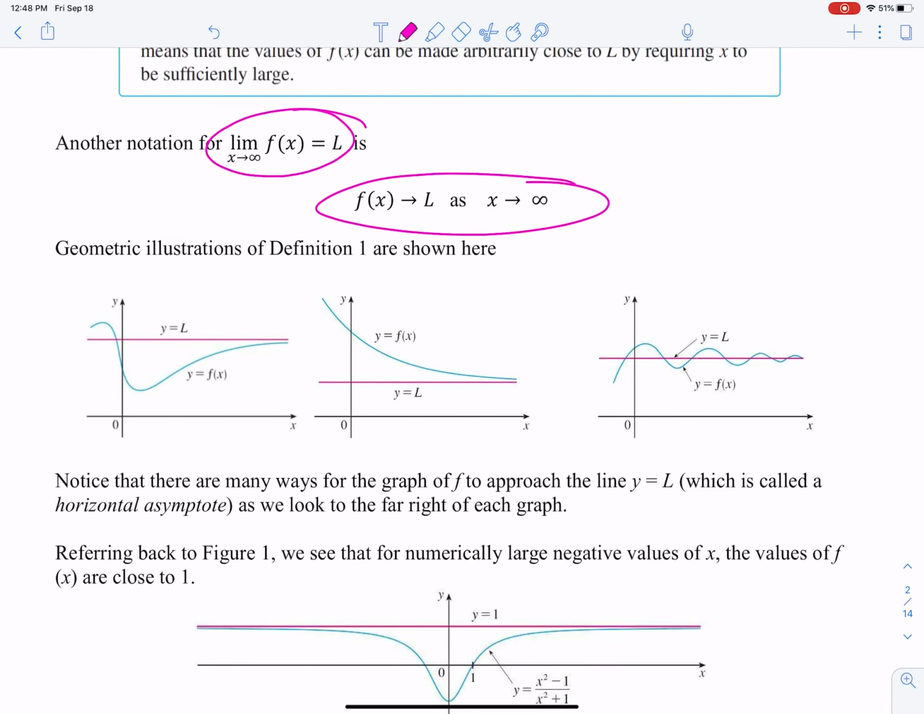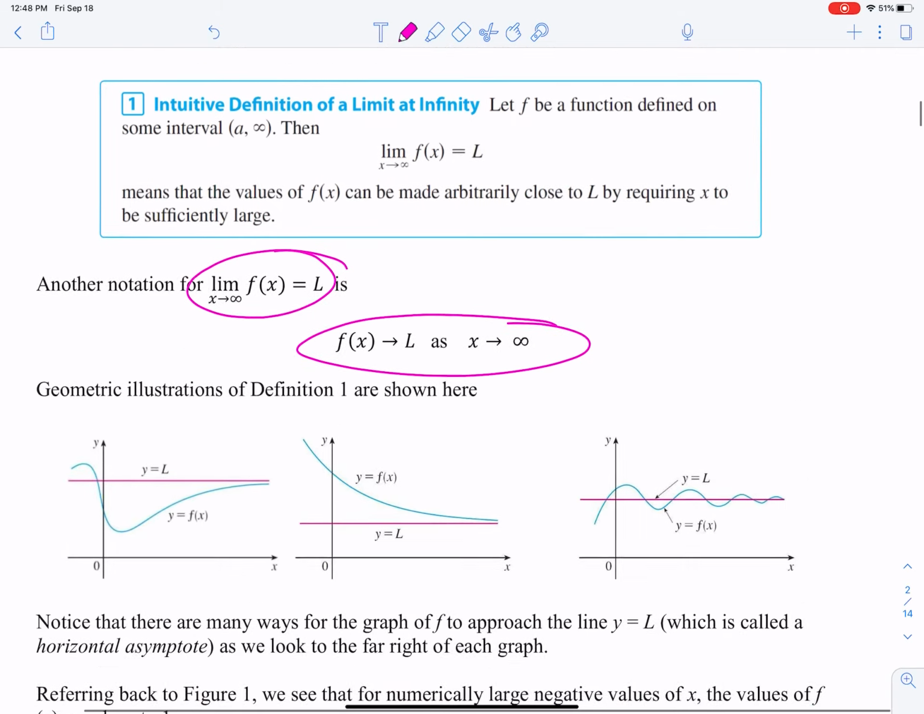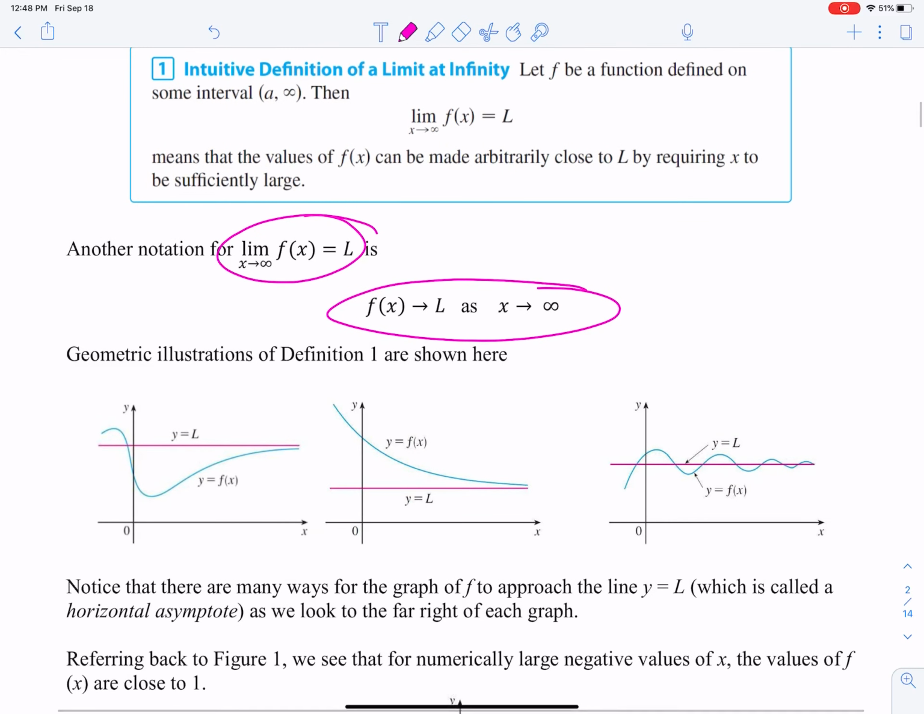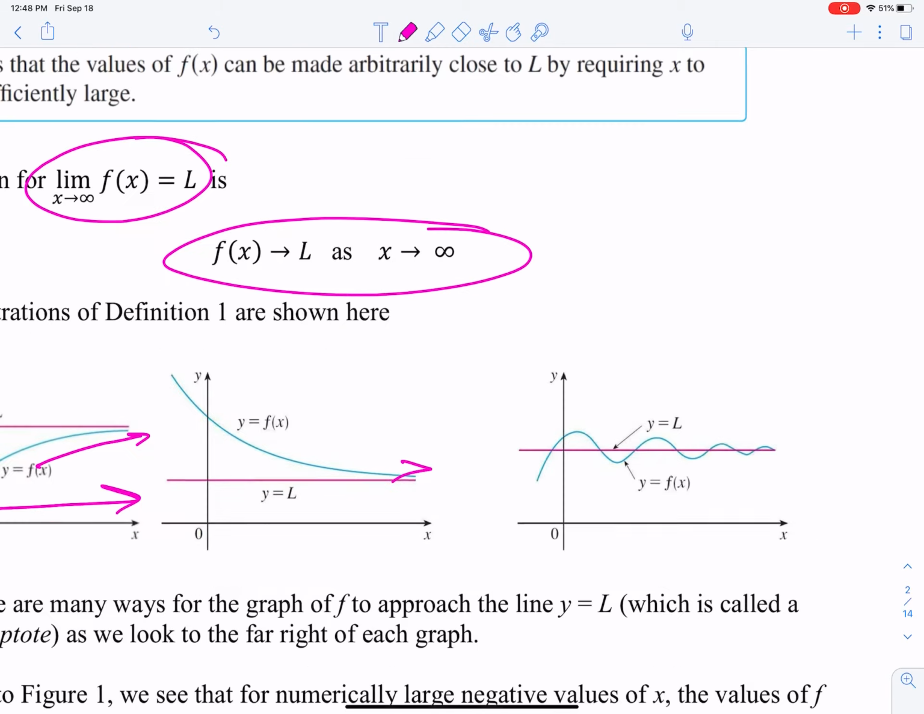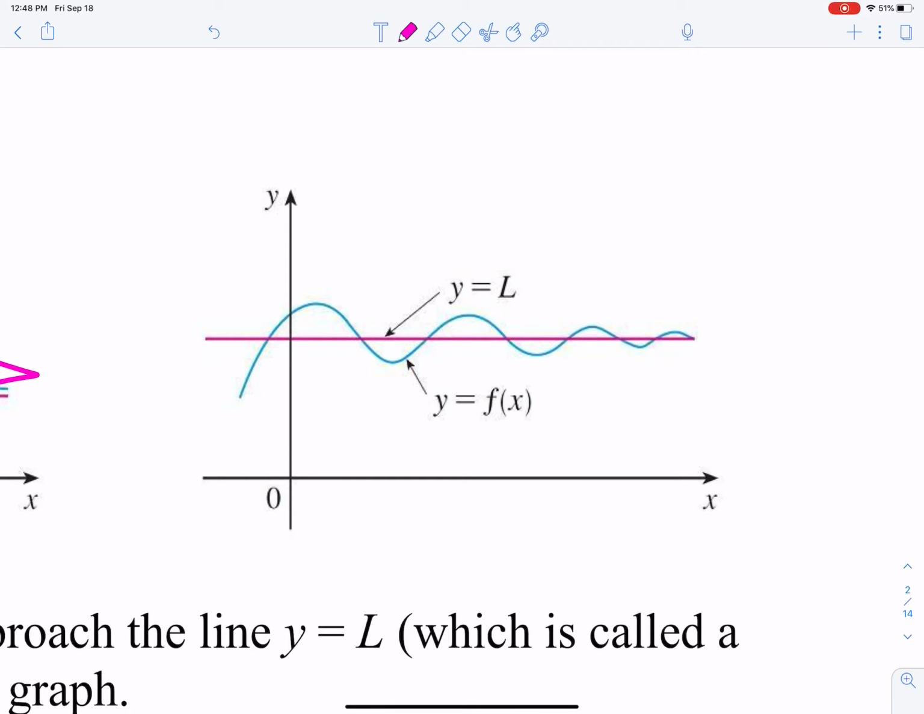Here are some different geometric illustrations of asymptotes, of this situation with limits at infinity. As these x values go on and on forever, we can see this graph is definitely approaching but not crossing y equals L. Very similar with this graph here. A little bit weird with this graph here. Normally, what we're used to is the definition of an asymptote being a line that you don't cross, that it gets closer and closer but does not cross. The 'does not cross' part doesn't always necessarily hold true.